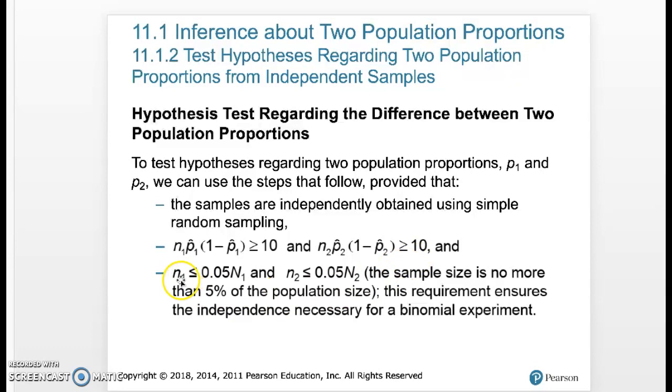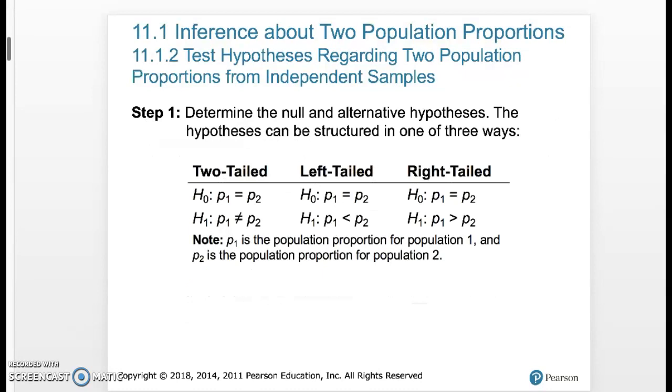Then the 5% rule, they've tried to summarize it like this. This is saying our sample from population 1 has to be less than or equal to 5% of our population 1, and our sample 2 has to be less than or equal to 5% of our population 2. So this is just the sample size being no more than 5% of the population for each group individually.